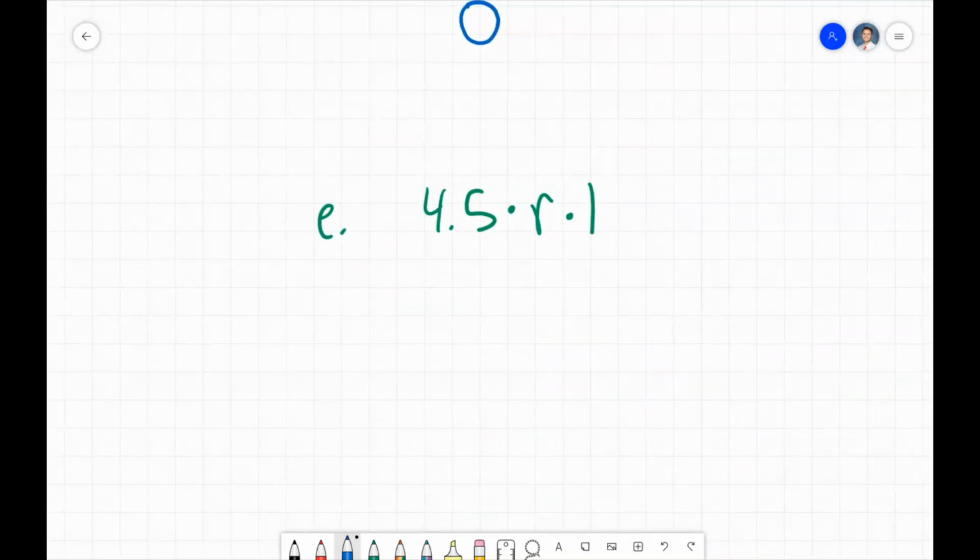One more for us, 4.5 times r times 1. Again, using our identity property of multiplication, or the multiplication property of 1, we know that r times 1 would simply be r. And then 4.5 times r, we could write as 4.5r.